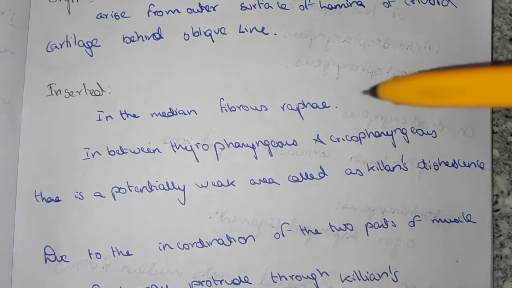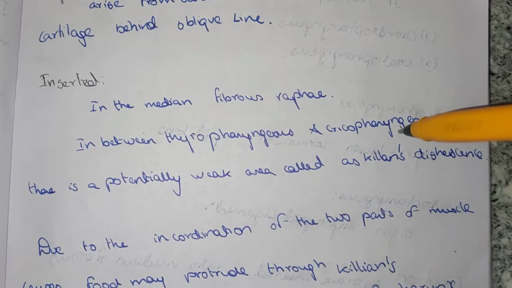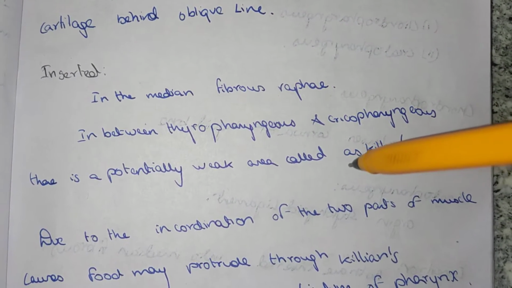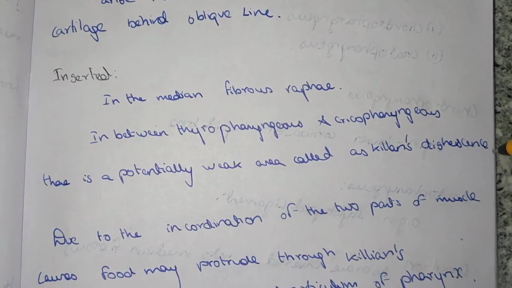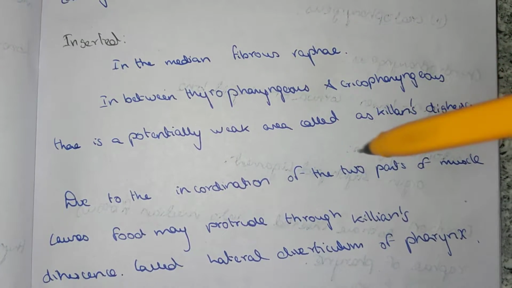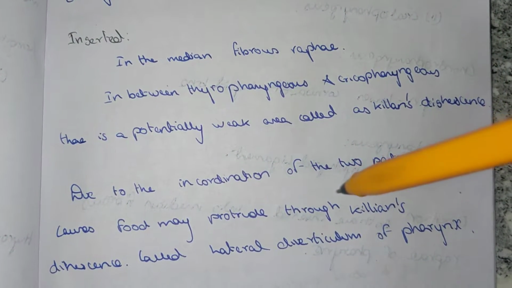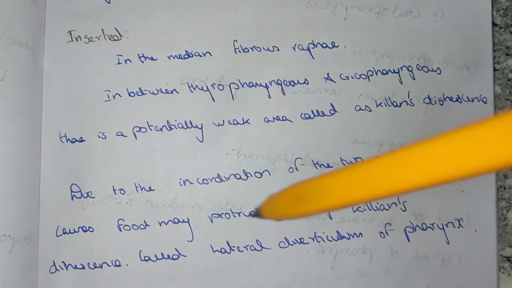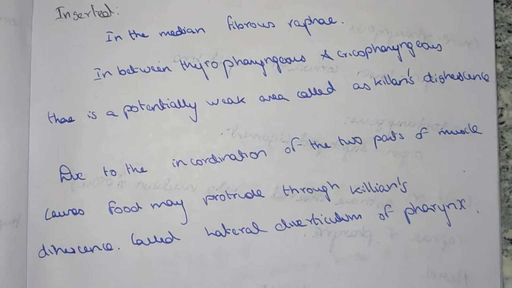In between these two parts, thyropharyngeus as well as cricopharyngeus, there is a potentially weak area which is known as Killian's dehiscence. This area, due to incoordination of the two parts of the muscle, causes food to protrude through this dehiscence and descend, and this causes lateral diverticulum of the pharynx.